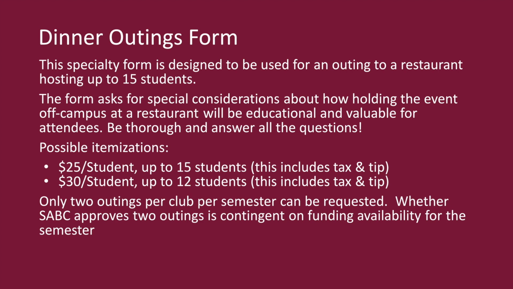There are some new guidelines for possible itemizations. A club can request $25 per student for up to 15 students, including tax and tip, or $30 per student for up to 12 students, including tax and tip. Please note that $25 and $30 itemizations should be a flat fee, and tax and tip are included within the $25 or the $30, not in addition to. Only 2 outings per club per semester can be requested. Whether SABC approves 2 outings is contingent upon funding availability for the semester.